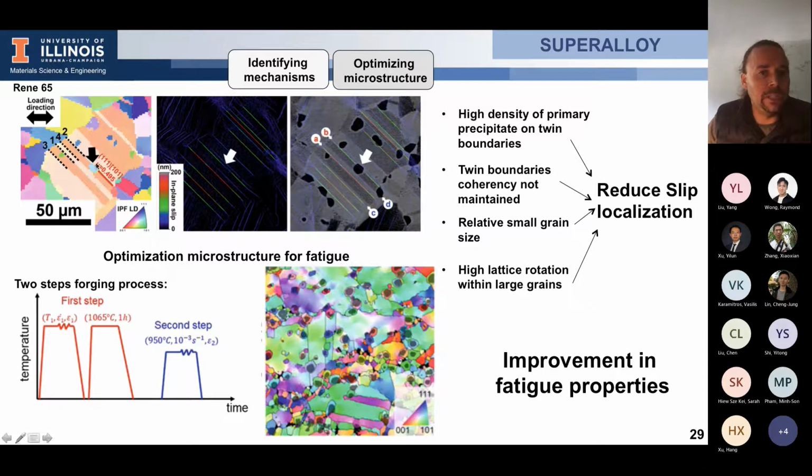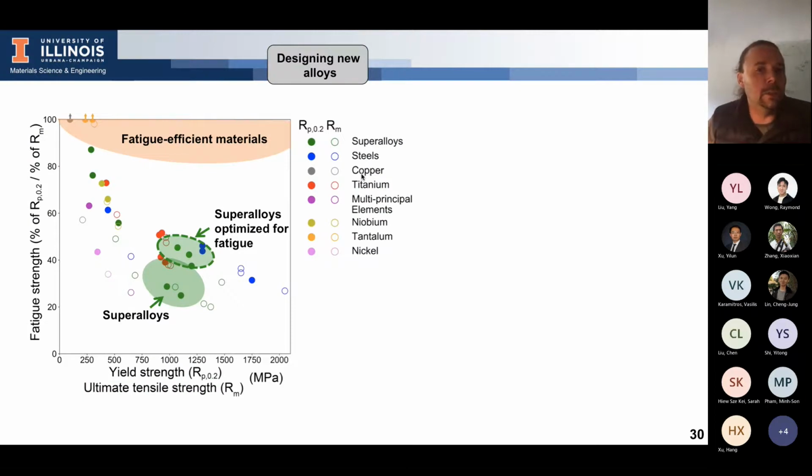And so basically, for instance, here you can see a precipitate in the middle of the twin, and as a consequence, when you deform this alloy, the localization of the plasticity is reduced, and you don't have any localization or slip that crosses the precipitate. And so you reduce the localization near the twin boundary, and as a consequence, you can improve the fatigue properties. And so you can start to design a new alloy with improved fatigue property using this kind of approach, and you do improve slightly the fatigue strength.